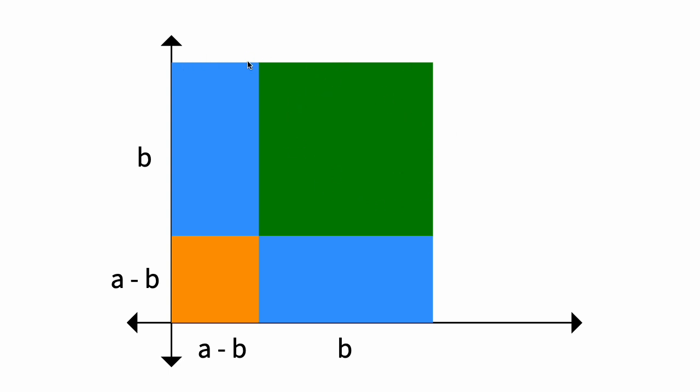The area of the largest square is A squared. The area of the blue rectangle is B times (A minus B). The area of the green square is B squared. Thus, the area of the orange square is A squared minus 2 times B times (A minus B) minus B squared.